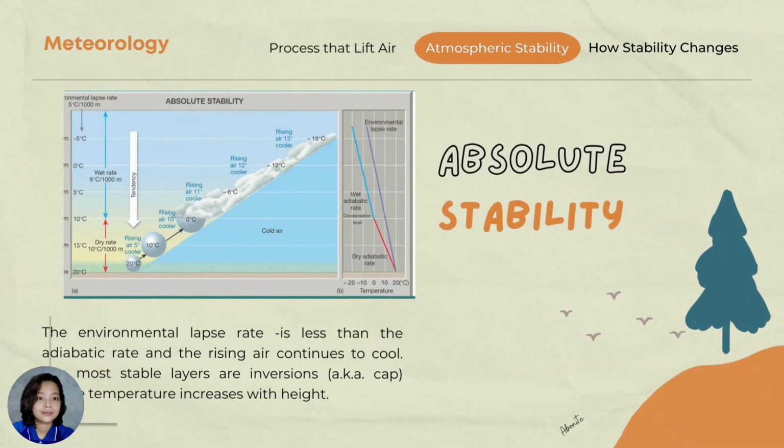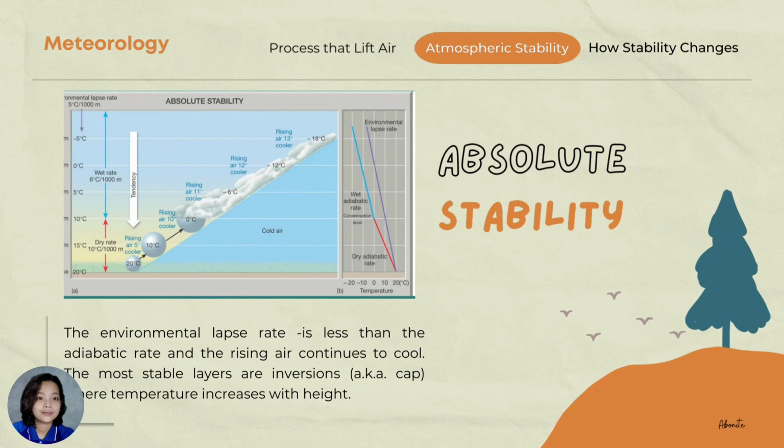In absolute stability, the environmental lapse rate is less than the adiabatic rate, and the rising air continues to cool. It applies to any layer in the atmosphere where the rate of actual temperature decrease with height is less than the cooling rate of the moist adiabatic lapse rate. And the most stable layers are inversions, where temperature increases with height.